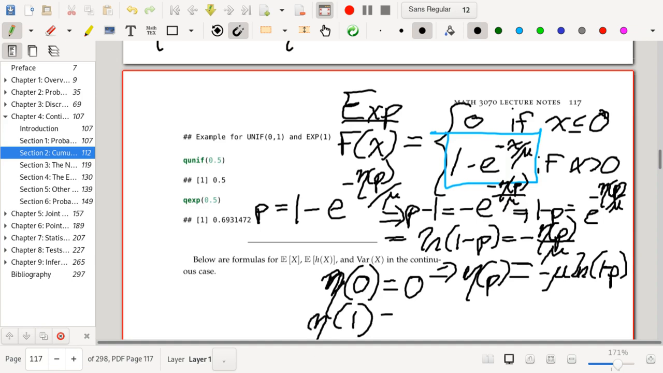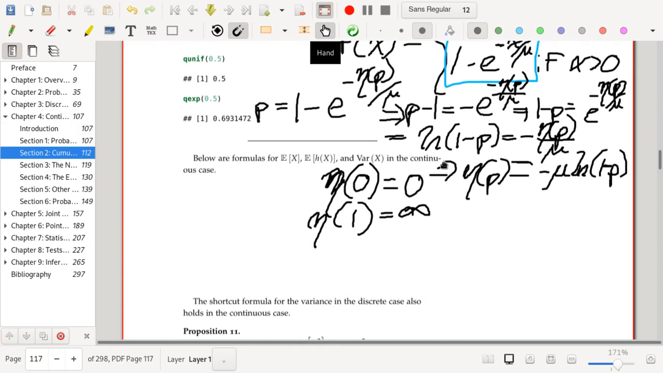This can be observed by examining its PDF. Oh, I have bled into an area where I was supposed to do more work. Hopefully you copied this down, because I'm about to erase a whole bunch of stuff. If we look at the PDF of an exponential random variable, it cuts off at 0. And also, it has no upper bound. It's just increasing forever, so its upper bound is infinity.